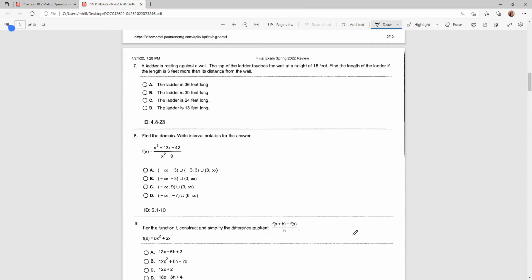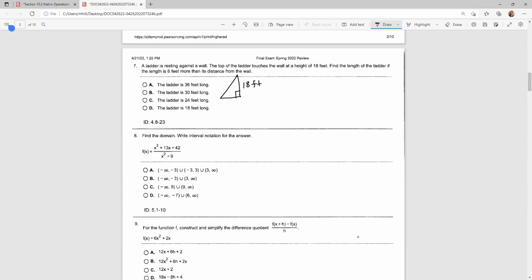So here's one of our favorite problems because it's a word problem. I'm joking. But the beauty of this is the word problem should look exactly like this one. It should just have the numbers changed. So it should be a ladder resting against the wall, and the top of the ladder touches the wall at a height of 18 feet. So it should model this exact thing. As long as you know how to do this problem, you should be good.